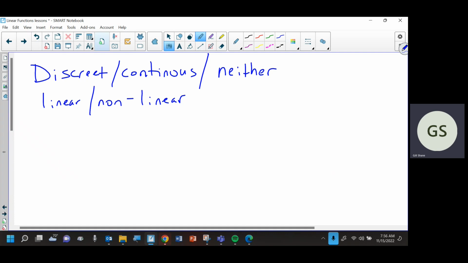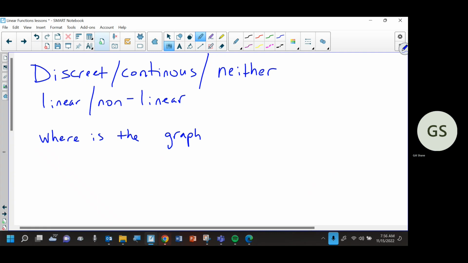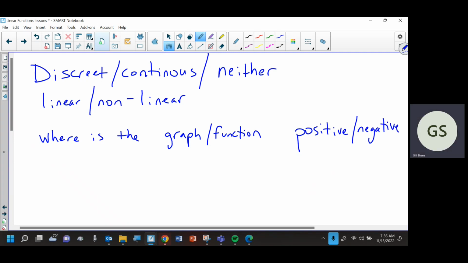I want you to be able to tell me where the graph, or it might say function, is positive or negative, positive and negative if there's both. Not always both. Well, yeah, there really is always positive and negative, unless it's a horizontal line. Where is it positive, negative?